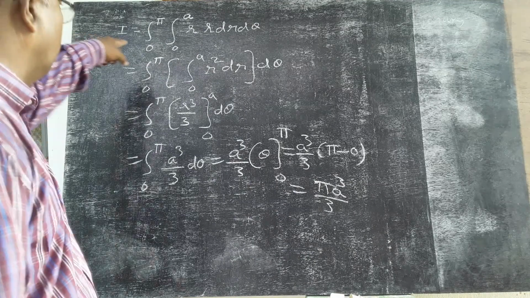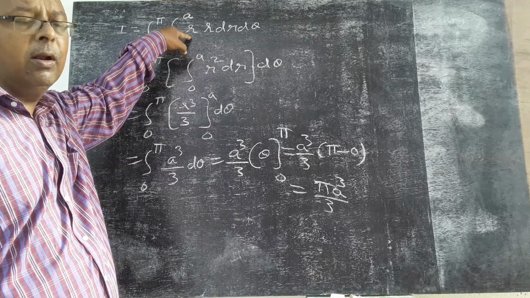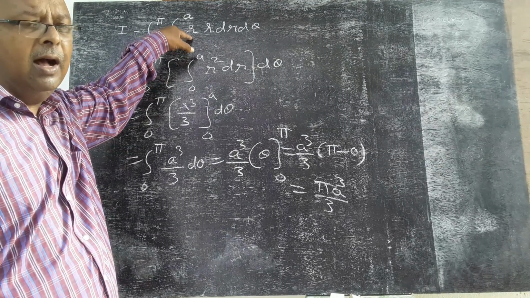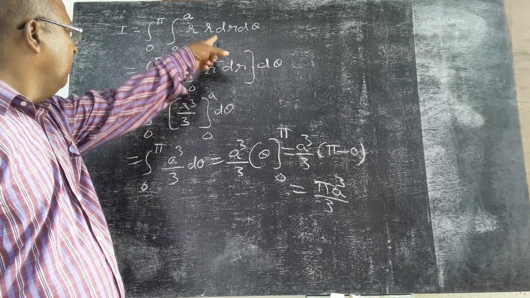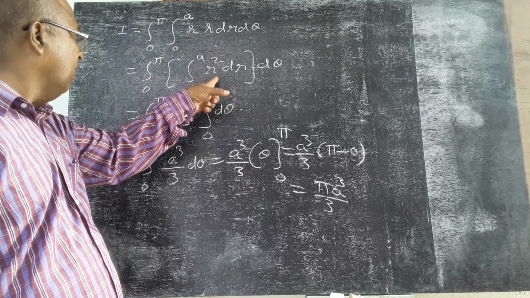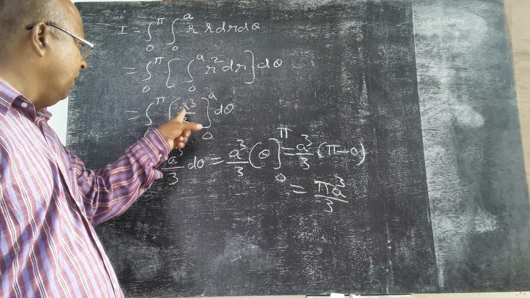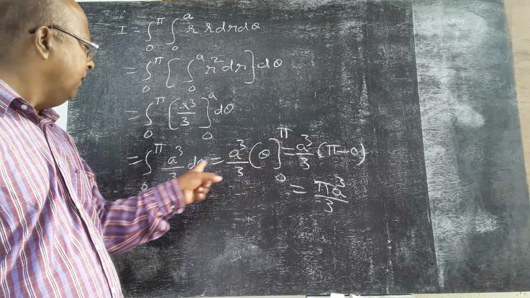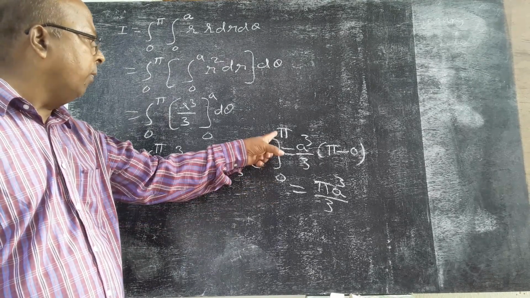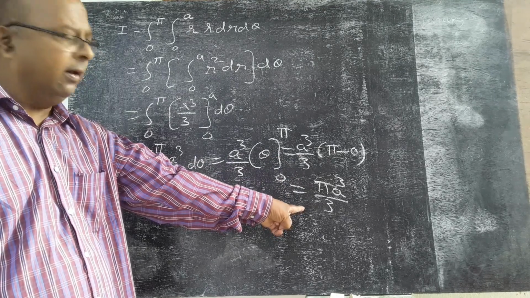So I is equal to integral 0 to pi, 0 to a, root over x square plus y square is r, dx dy is r dr d theta. With respect to r, integration of r square is r cube by 3, from 0 to a, upper limit minus lower limit, a cube by 3. Constant taken common, integral d theta is theta, from 0 to pi, pi minus 0, so pi a cube by 3. Note down.